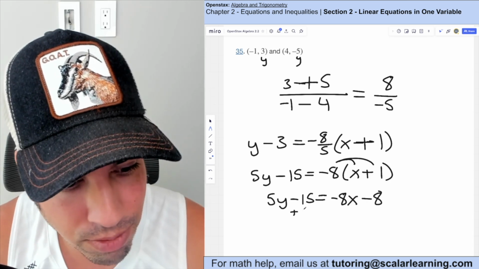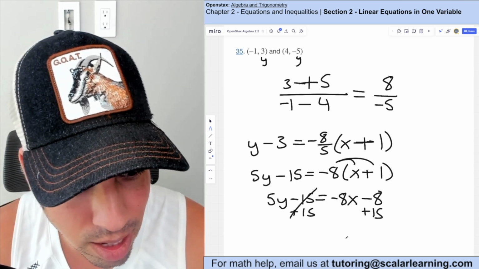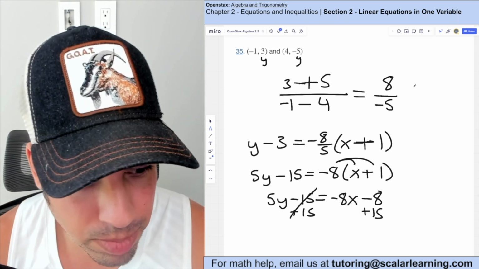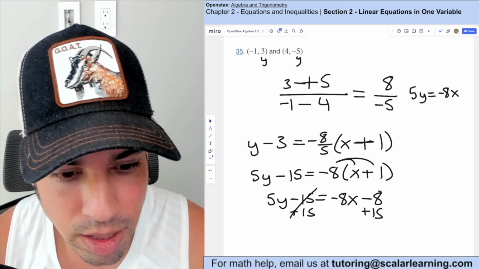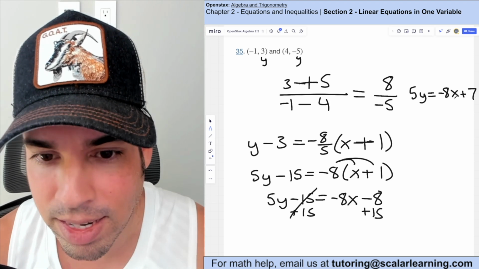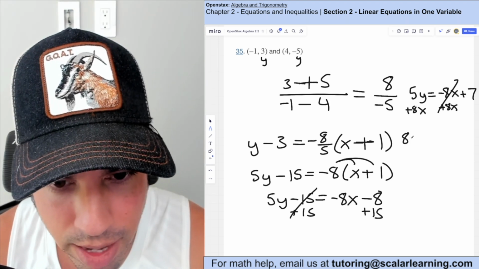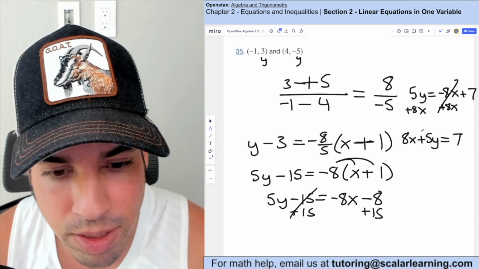Then I'm going to add 15 to both sides because in standard form, we want the constant on the right-hand side and the variables on the left-hand side. So that's going to give me 5y equals -8x, and the -8 plus 15 is 7. Last but not least, I'm going to add 8x to both sides. So that's going to cancel out there, and now I've got 8x plus 5y equals 7.